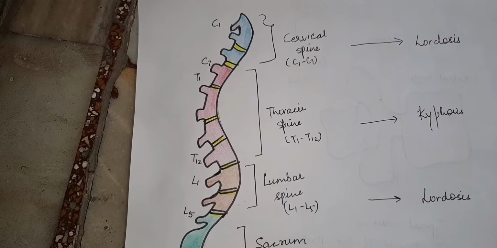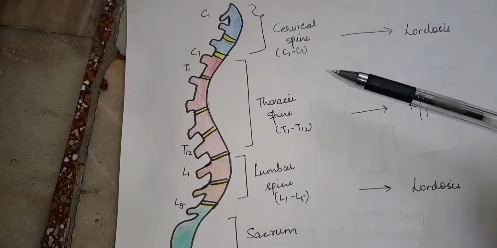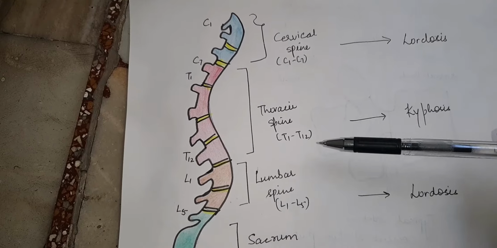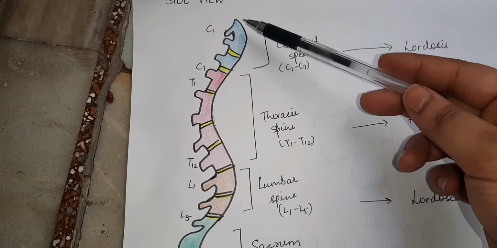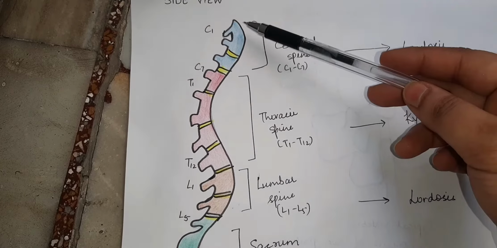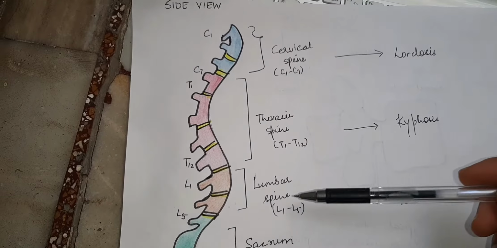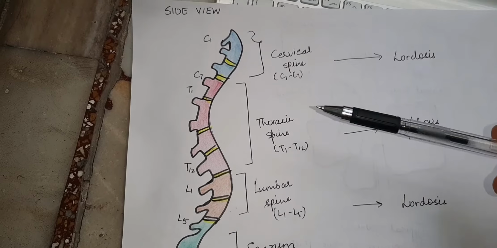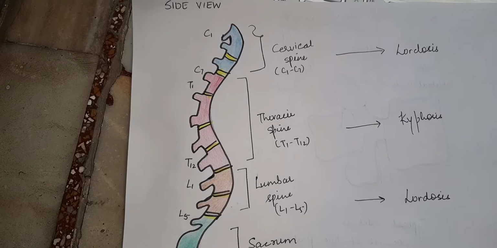Another thing you need to remember is there are two types of curves present in the normal spine: kyphotic curve and lordotic curve. The kyphotic curve is anteriorly concaved, and the lordotic curve is posteriorly concaved. The cervical and the lumbar regions have a lordotic curve, and the thoracic region has a kyphotic curve. So basically 3 curves are present in the normal spine.